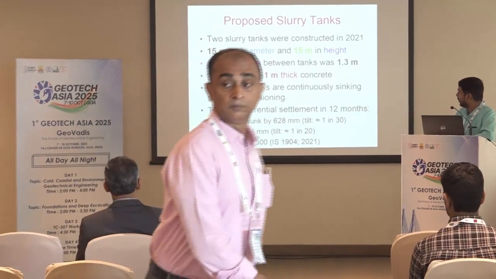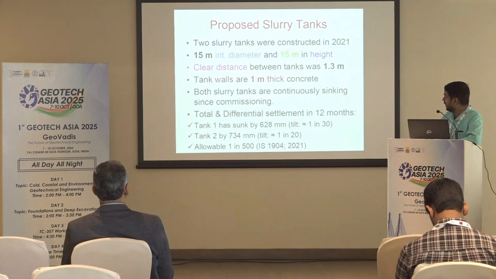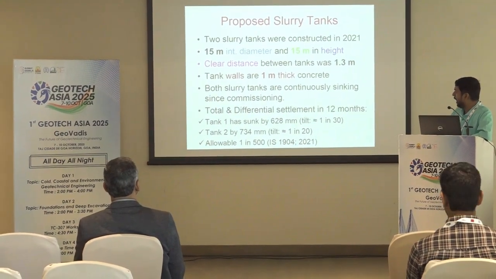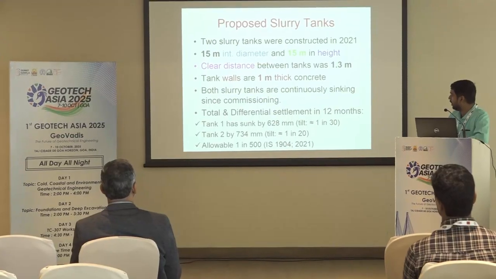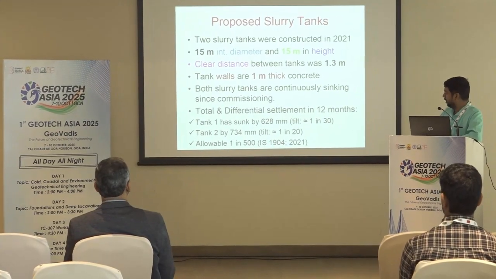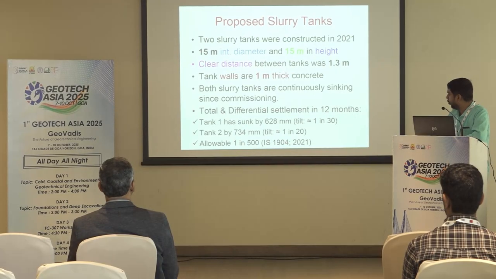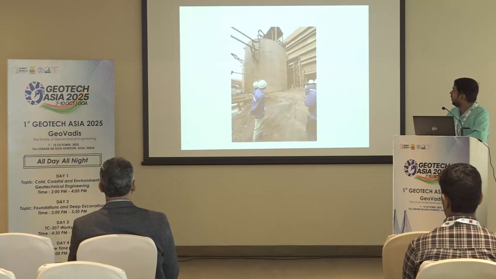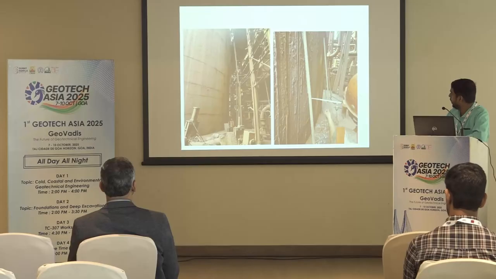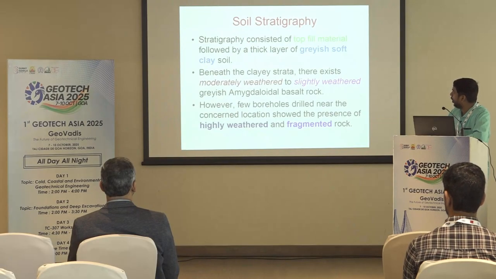So the total and differential settlement in 12 months: tank 1 has settled by 628 mm with a tilt recorded of 1 in 30, and tank 2 by 734 mm with a tilt of 1 in 20. And the allowable limit of differential settlement is 1 in 500 as per IS 1904 2021. So these tilts are very high. So this was the tank that was tilting, and this was a plumb bob arrangement to measure the tilt of this tank.